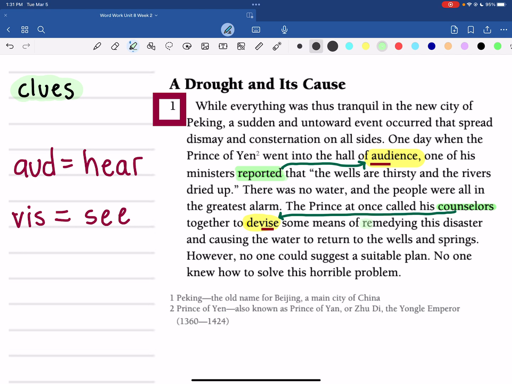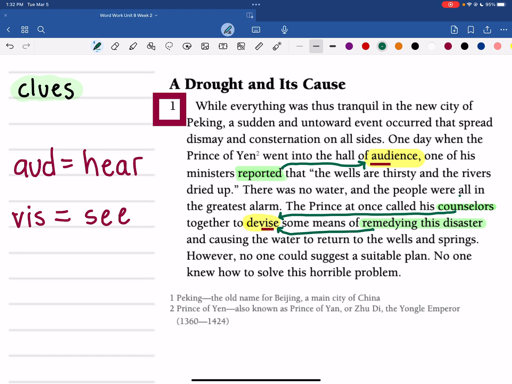So it looks like there's a big old problem he's trying to solve, and he needs help from his counselors to do that. So if we have a big old problem to solve, that might be another clue that we need in order to understand the word devise. So a counselor's job is to help. And after the word devise, it says some means of remedying this disaster.